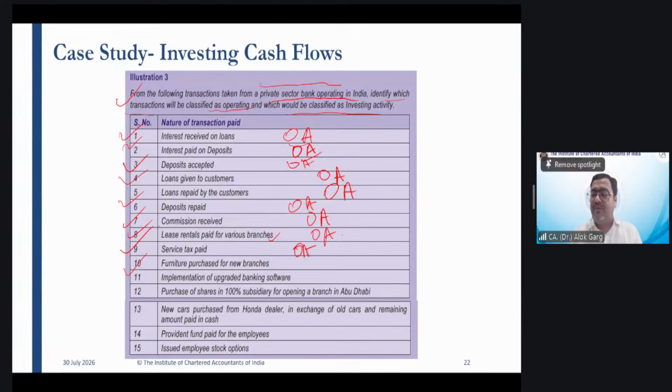Furniture purchased for new branches. Is it an operating activity or investing activity? Yes, even for the bank or everyone, it is an investing activity, long-term assets of the company.